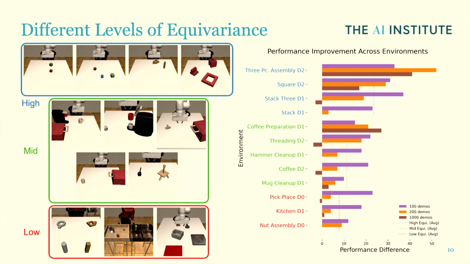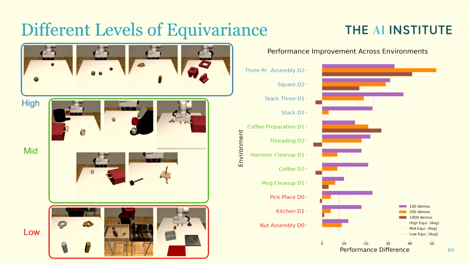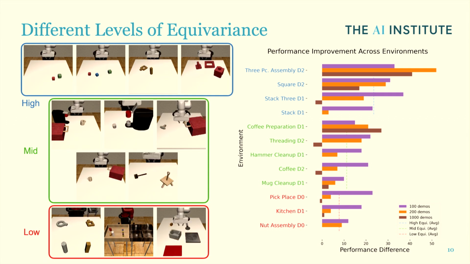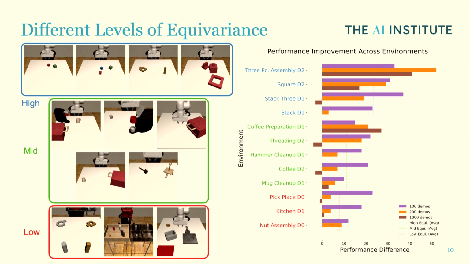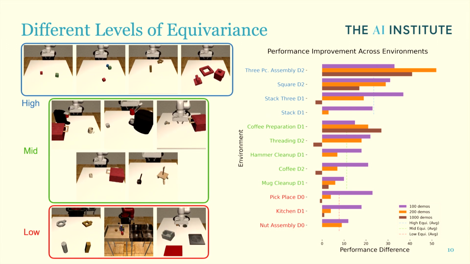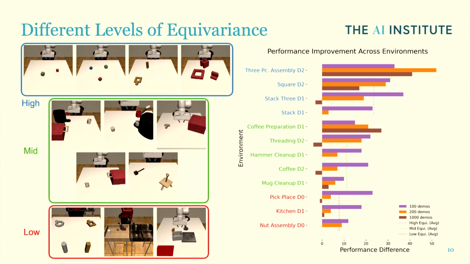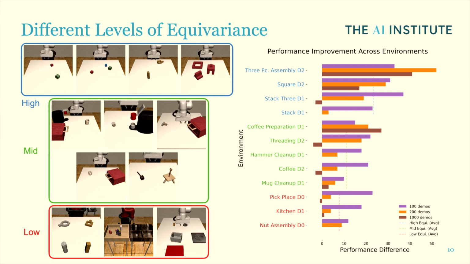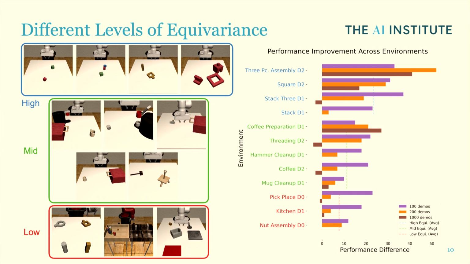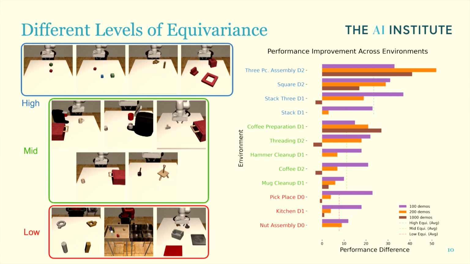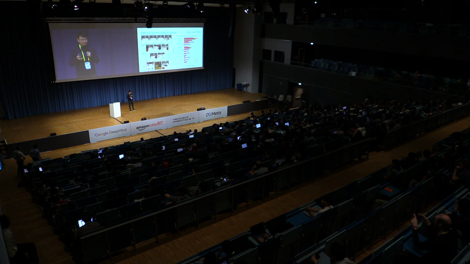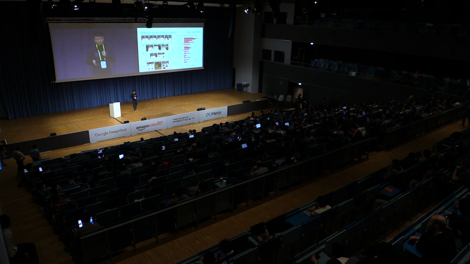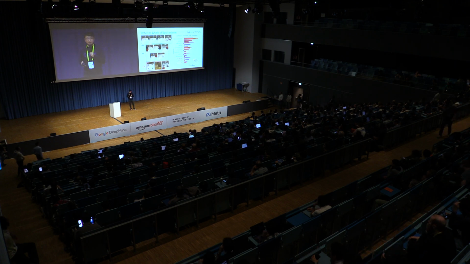On the right, we show the performance difference comparing our method and the vanilla diffusion policy. So we can see that, as we thought, we have a better improvement in the blue high equivariant group. But what is worth mentioning is that even in those mid and low equivariant groups, we still get a performance boost, especially when we have 100 demos in this low data regime. That represents the robustness of our method in partially symmetric tasks.